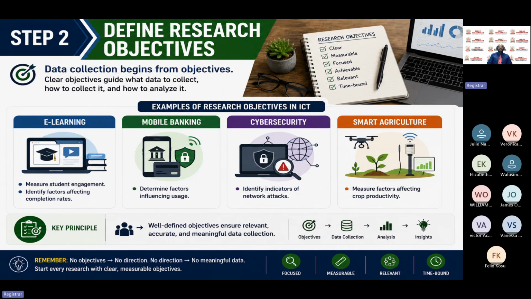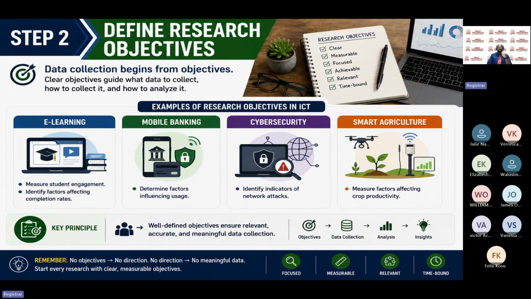I'll give some quick examples of research objectives in ICT. As I told you, in e-learning: measure student engagement, identify factors affecting completion rates. This is typically recalled as the factors causing dropouts. If you take mobile banking: what motivates people, what influences people to use mobile banking? In cybersecurity: what are the major network attacks, and what are the indicators of that? And in smart agriculture: how do the measured factors, what we collect from the real farm field, affect crop productivity? So objectives are the key principle.